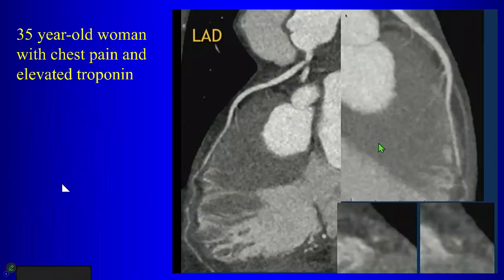Okay, so let's move on now. This is a 35-year-old woman with chest pain and elevated troponins who gets a coronary CTA. And we're looking at the LAD here, okay? So what abnormality do you see here when you look at the LAD in this patient? Well, does this part of it look okay? Yeah. What's happening here?